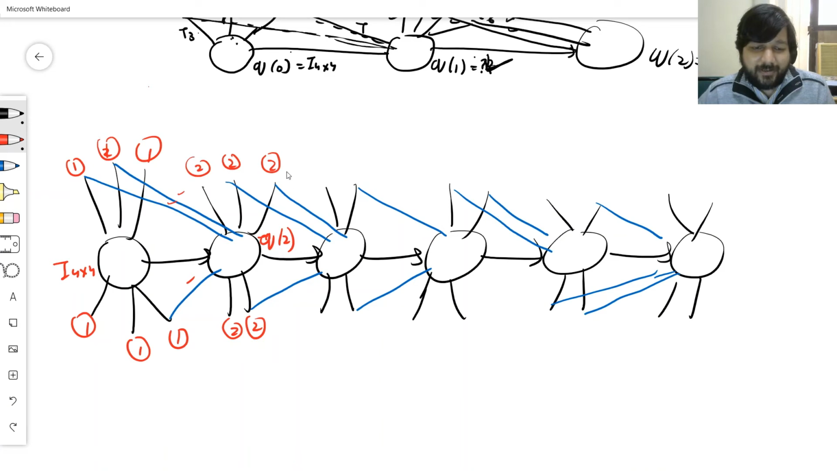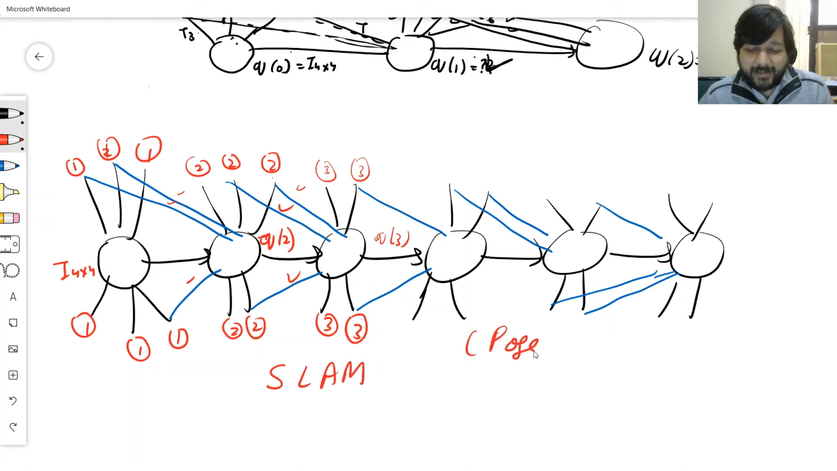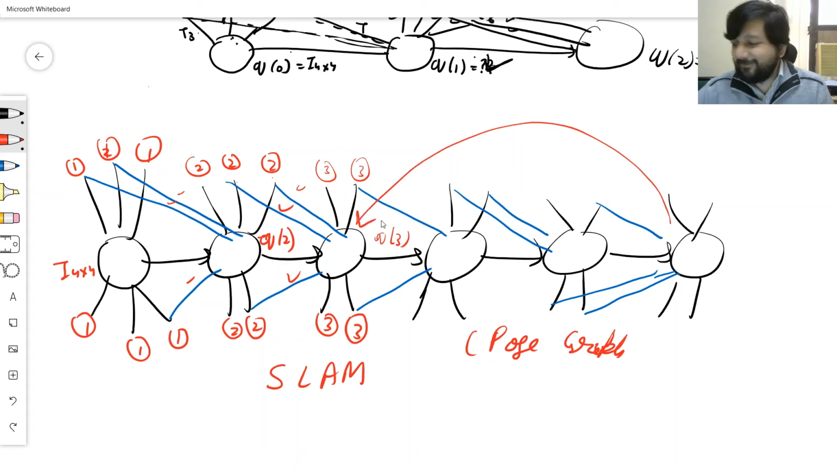Then using 1, 2, these 3 positions, I calculate my position at this time. Then I calculate these positions. And you keep on doing this, this is SLAM. And this one specifically is known as a pose graph. It's not a linked list, it's a graph because eventually you can always come back to something again. So you come back to something again. So you take a circle.